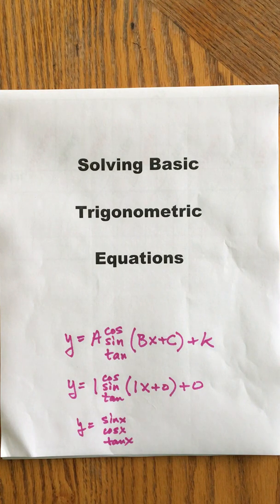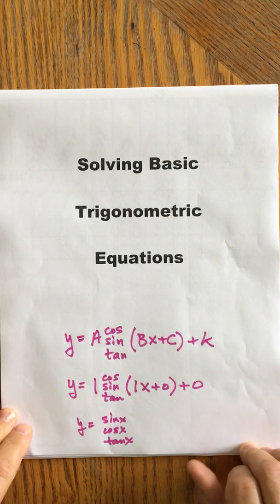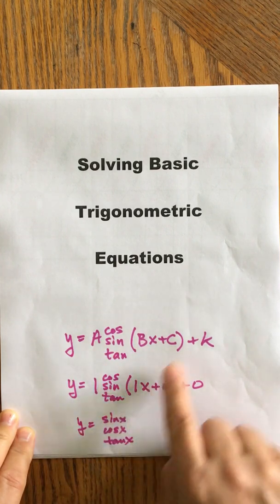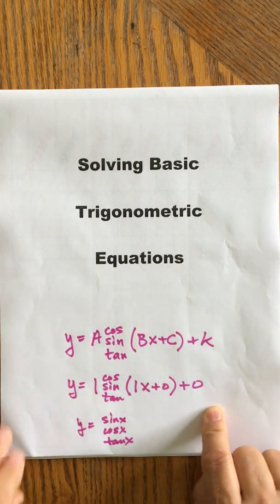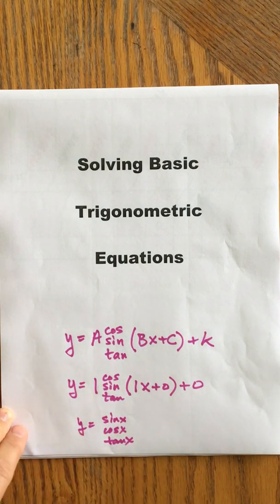Hello. In this video, we're going to continue solving basic trigonometric equations. And as I've mentioned before in other videos, by basic, I mean where the coefficient A is 1, B is 1, C is 0, K is 0. So essentially, you're solving for either sine, cosine, or tangent x equal to a number.